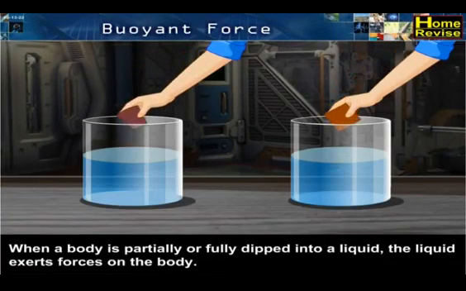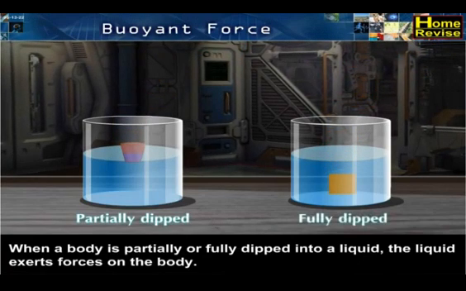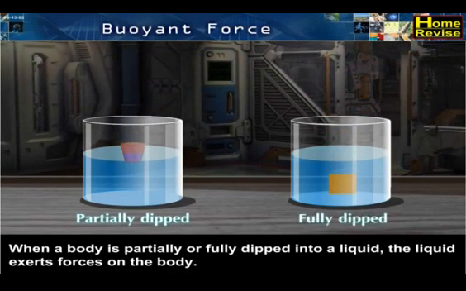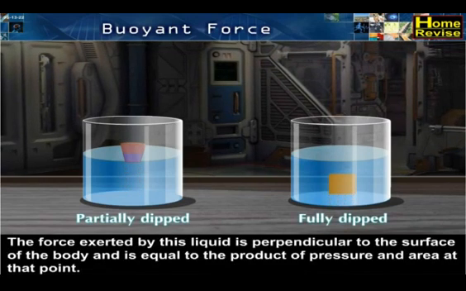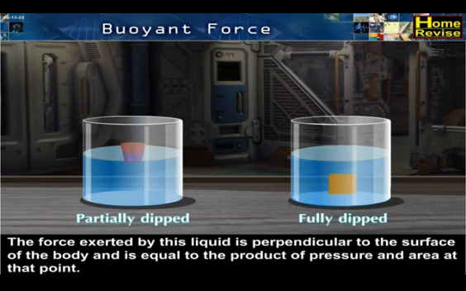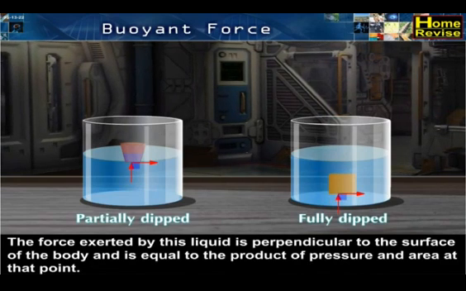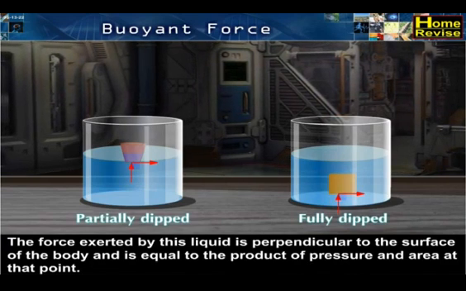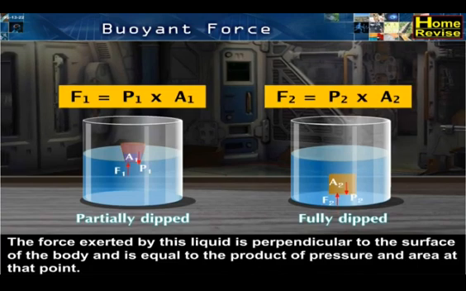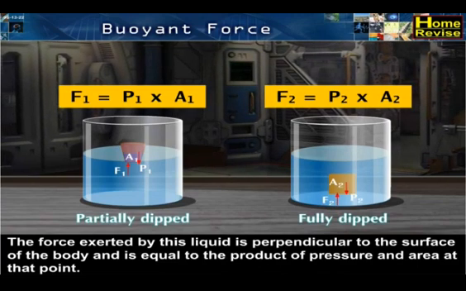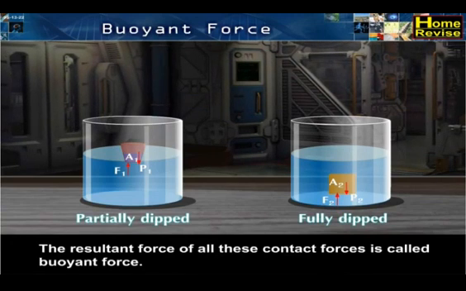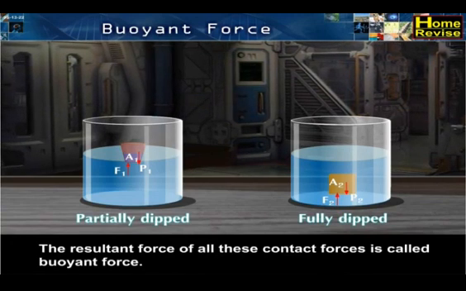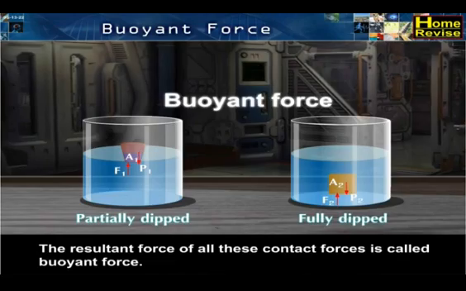When a body is partially or fully dipped into a liquid, the liquid exerts forces on the body. The force exerted by this liquid is perpendicular to the surface of the body and is equal to the product of pressure and area at that point. The resultant force of all these contact forces is called buoyant force.